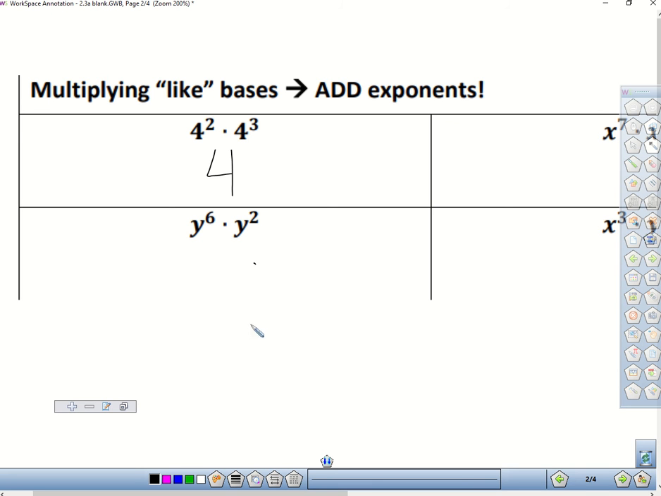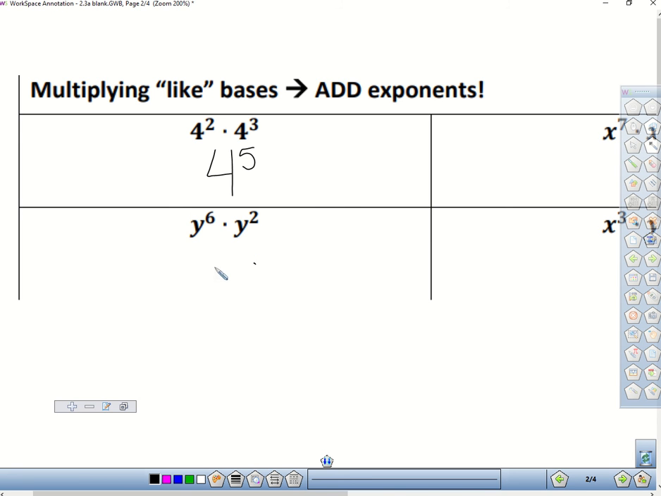Now what you're going to do is add those exponents together. When you're multiplying like bases, you add the exponents. So what's 2 plus 3? 5. Very good. Everybody with me on how we got that one? So we multiply like bases, and we're going to add the exponents. Now remember, the bases have to be like in order to do that.